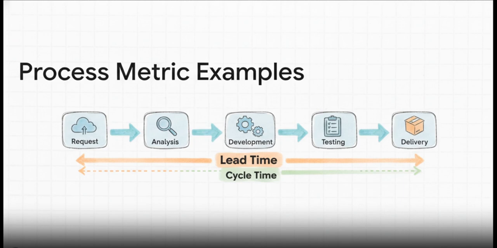Two of the big ones are lead time, that's the total time from when a feature is requested to when it's delivered, and cycle time, which is how long it takes to finish one specific task. I mean, these give you incredible insight into the efficiency of your entire development pipeline.